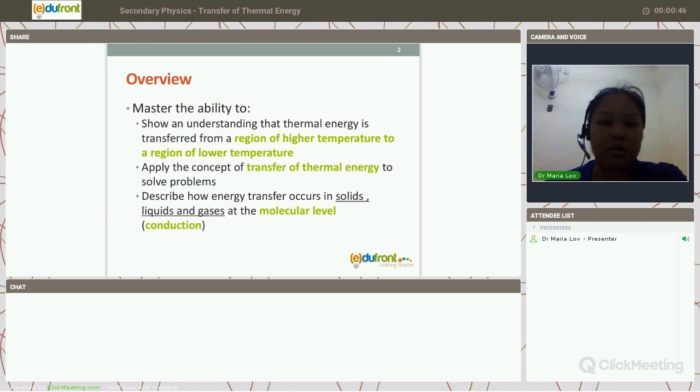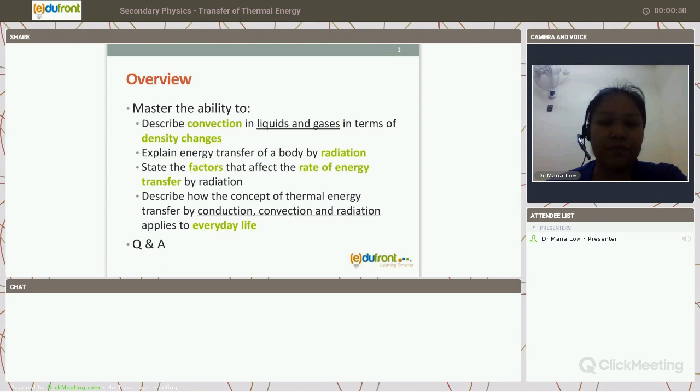In other words, we are talking about heat transfer via conduction. And we also describe convection in liquids and gases in terms of density changes. We will also attempt to explain how energy is transferred in the body by radiation, state the factors that affect the rate of energy transfer by radiation, and then describe how the concept of thermal energy transfer by conduction, convection, and radiation applies to everyday life.